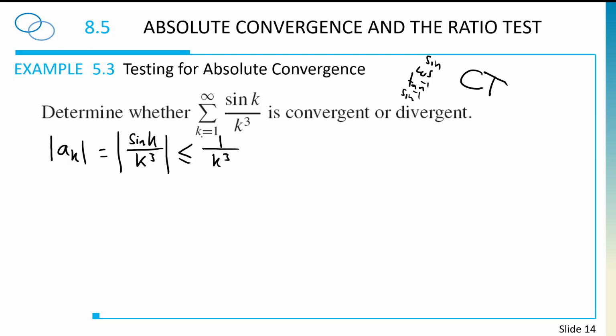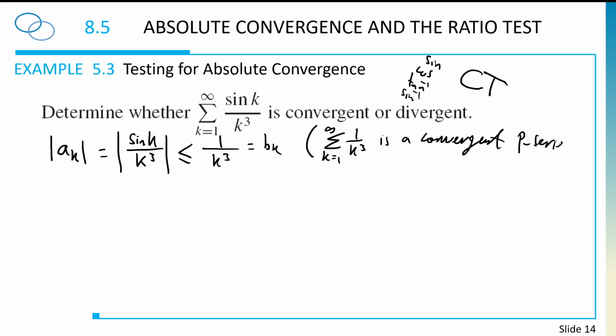No need for the absolute value because this is always positive. k minimum 1, so this is always positive. So this is less than 1 over k to the power 3, which I can call b_k. What do we know about this b_k? We know that sigma 1 over k to the power 3 from k equals 1 to infinity is a convergent p-series. Remember, the p-series is convergent if p is greater than 1, just like this case.